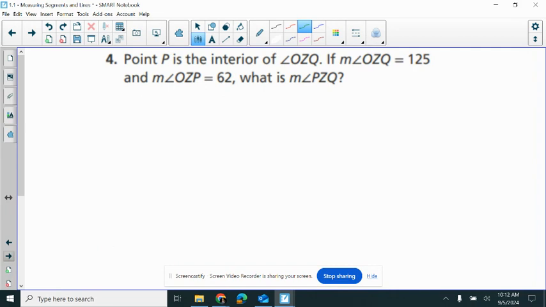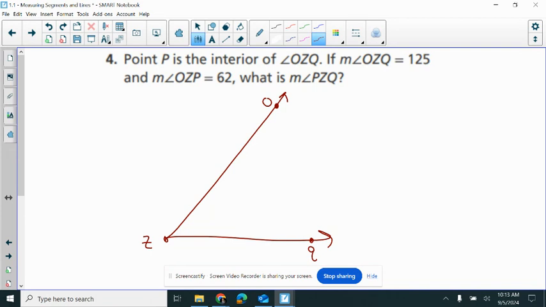In this example, we have point P on the interior of angle OZQ. Anytime in geometry we have a problem like this, we want to draw a picture first. So this one is saying we have an angle OZQ, and point P is in between. What that means is you have another line in the middle of the angle that goes through point P.